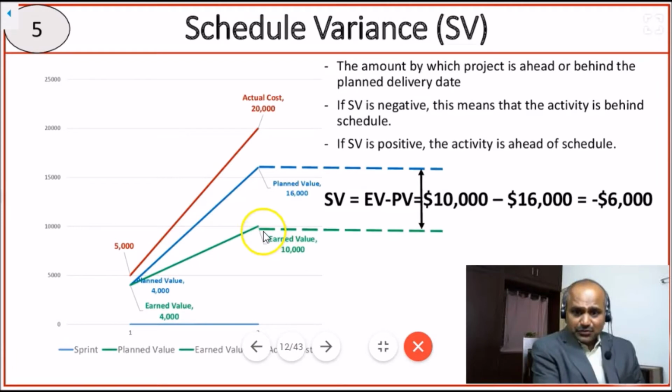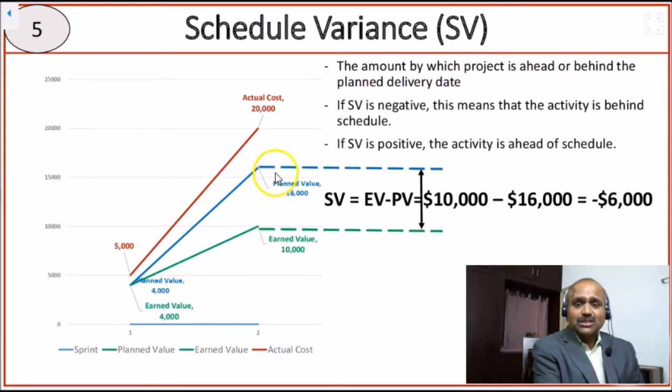Okay, in our scenario, what we have earned at this point in time is $10,000. What we have planned is $16,000. So $10,000 is what we have earned against the plan of $16,000. The schedule variance is earned value minus planned value, which is 10,000 minus 16,000, which is equal to minus 6,000. Because we got minus 6,000, it means that we are behind schedule.